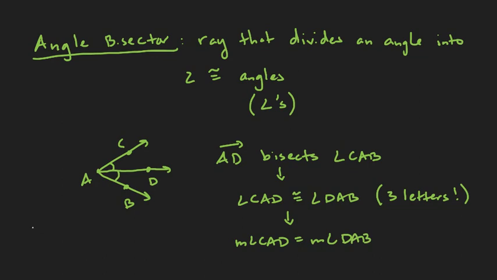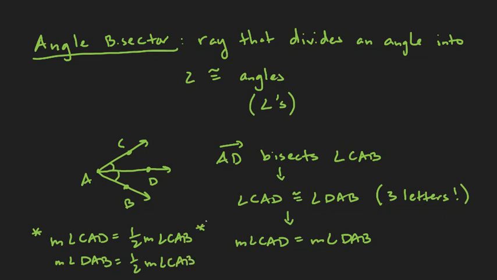A couple of things to keep in mind with a bisector. In this picture, each of the smaller angles is equal to half of the bigger angle. So we know that the measure of angle CAD, that top angle, is half the measure of angle CAB, the entire angle. And we also know that the measure of the lower angle DAB is equal to half of the large angle CAB. Notice those little m's stand for measure.